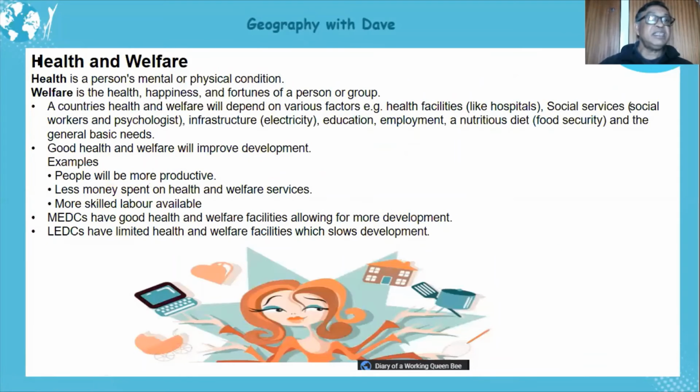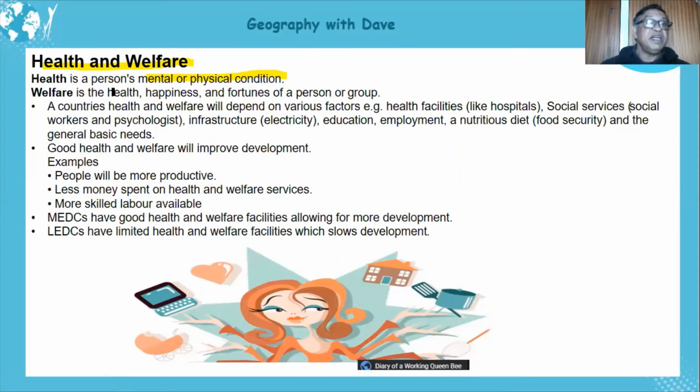Next one is health and welfare. Okay, in this case also, what is health? Health is a person's mental and physical condition. Remember that. Many people think health is just, you know, you got the flu, you have bad health. You understand? It's also mental, eh? People's mindset, sicknesses there. Psychological. So it's both, eh?